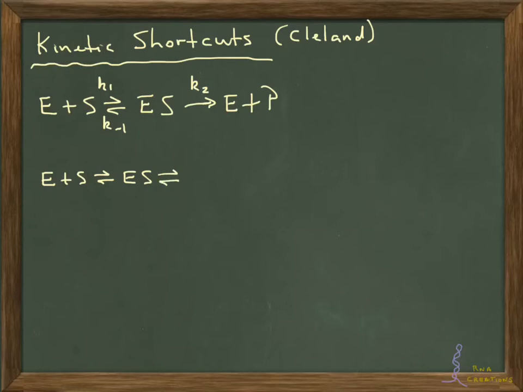And be mindful, too, back on the last couple slides where we did pseudo first order, that those only hold under certain conditions. Those only hold when the substrate is in excess or B is in excess. That's not always the case. But we know that there's an EP, and then that EP dissociates to give E plus P.